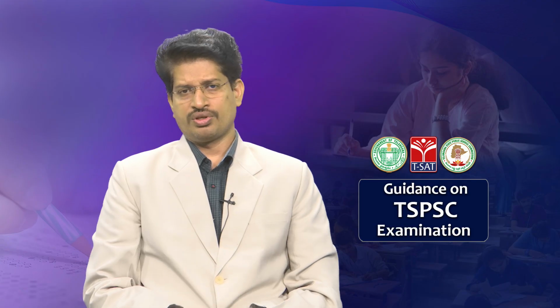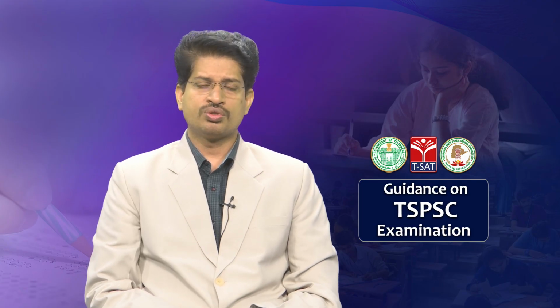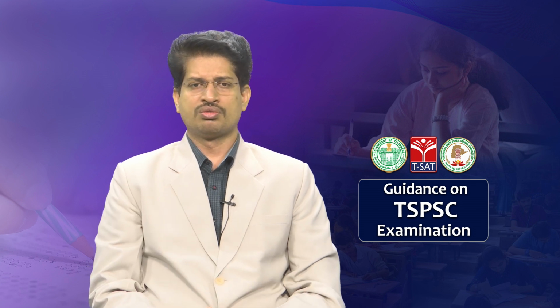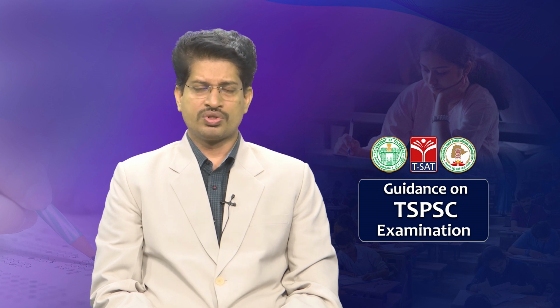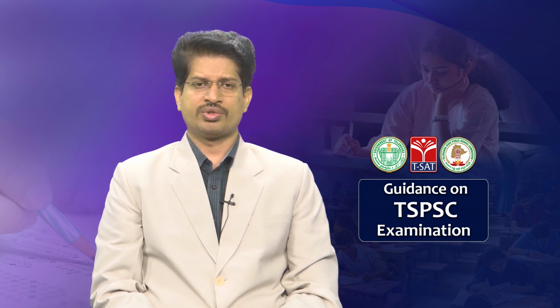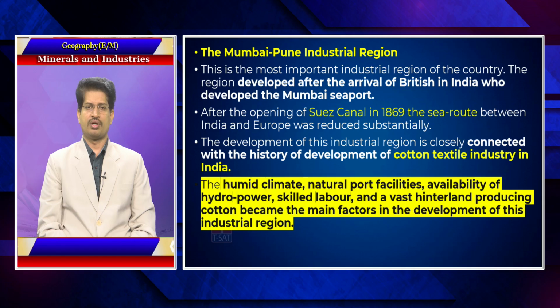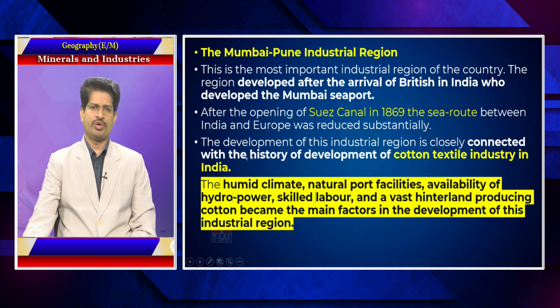This content being given to you will be useful for both prelims and mains. In prelims, they may ask you what is the canal or channel responsible for decreasing the distance between Europe and India for trade around 1869. It is the Suez Canal. Next, the development of this industrial region is closely connected with the history of the development of the cotton textile industry in India.